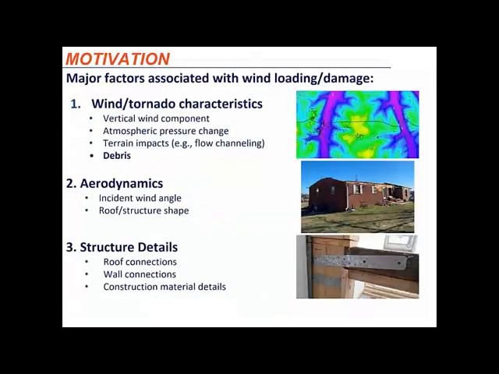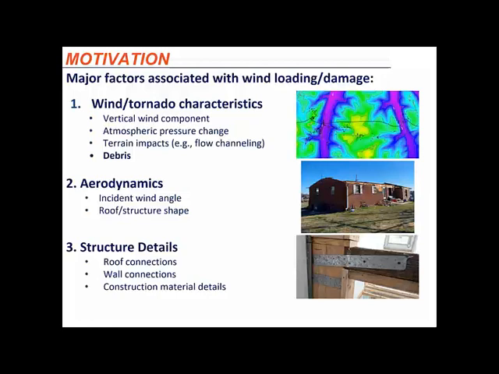Some things to consider as the major factors that are associated with the wind loading and damage state of a particular structure. The first one is related to the wind and tornado characteristics, obviously. So what was the vertical wind component? We know in tornadoes compared to other extreme winds that the vertical wind component is not negligible. It is potentially significant in many if not most cases. The atmospheric pressure change, how rapidly the pressure changes as a tornado encounters a property. I know seeing a lot of tweets from the Weather Service in Norman on Sunday night, hearing about how their ears popped as the tornado moved over.